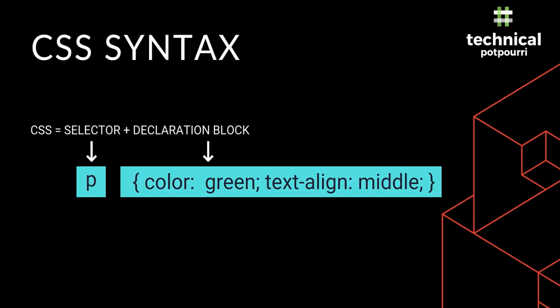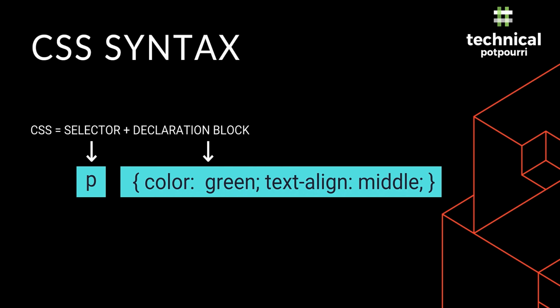As you can see, CSS is basically two parts. One is called selector and another is called declaration block. So CSS is basically equal to selector plus declaration block. Now in this example, P is the selector, and anything followed by P, like color green, text-align middle, all these are the declaration block.